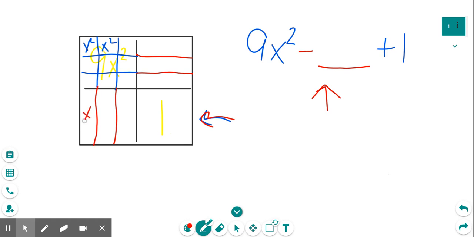Now remember, these are all x's. And how many x's do we have? Well, if you add them all up together, you'll notice that we have 6 x's. But remember, they are negative. They are negative. So that is a negative 6x.